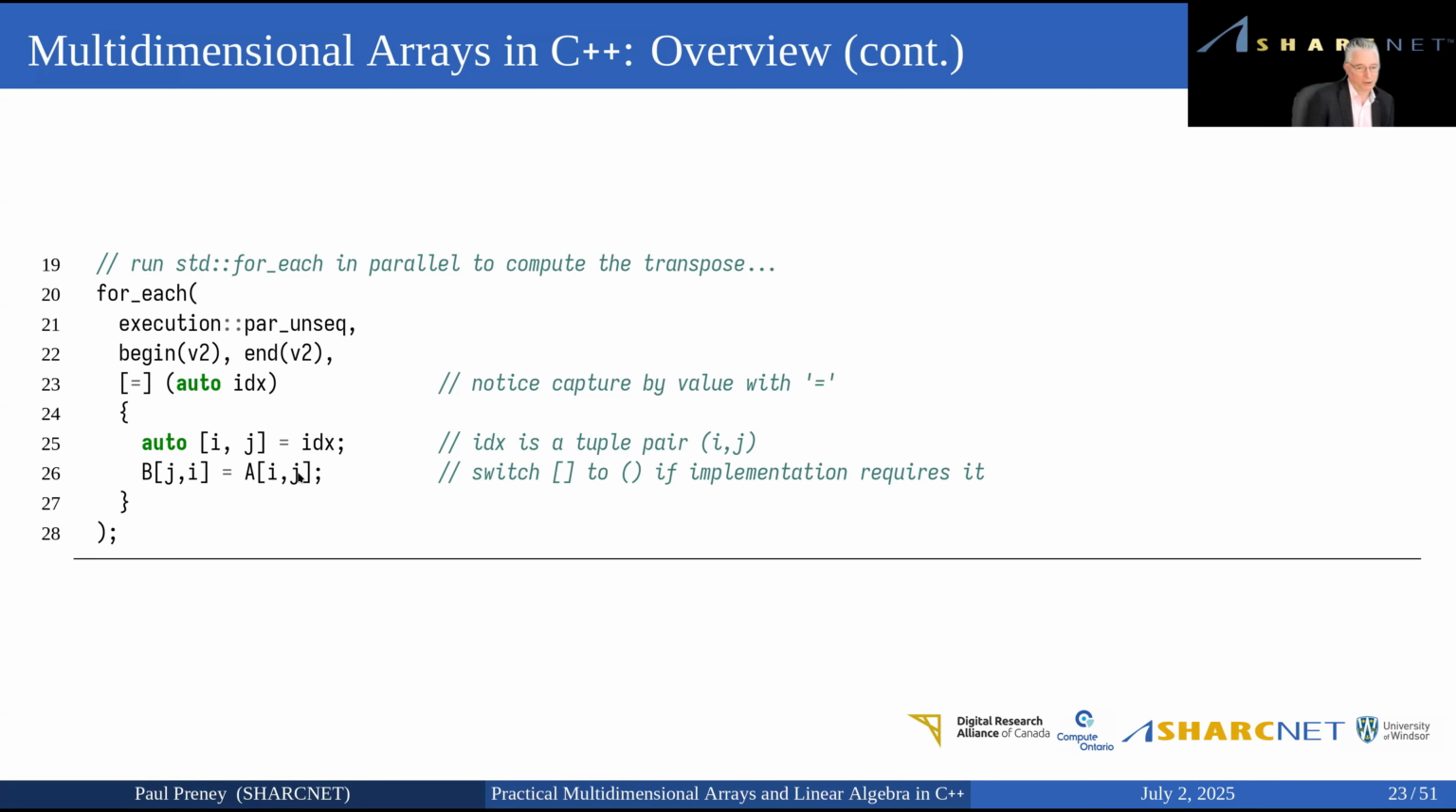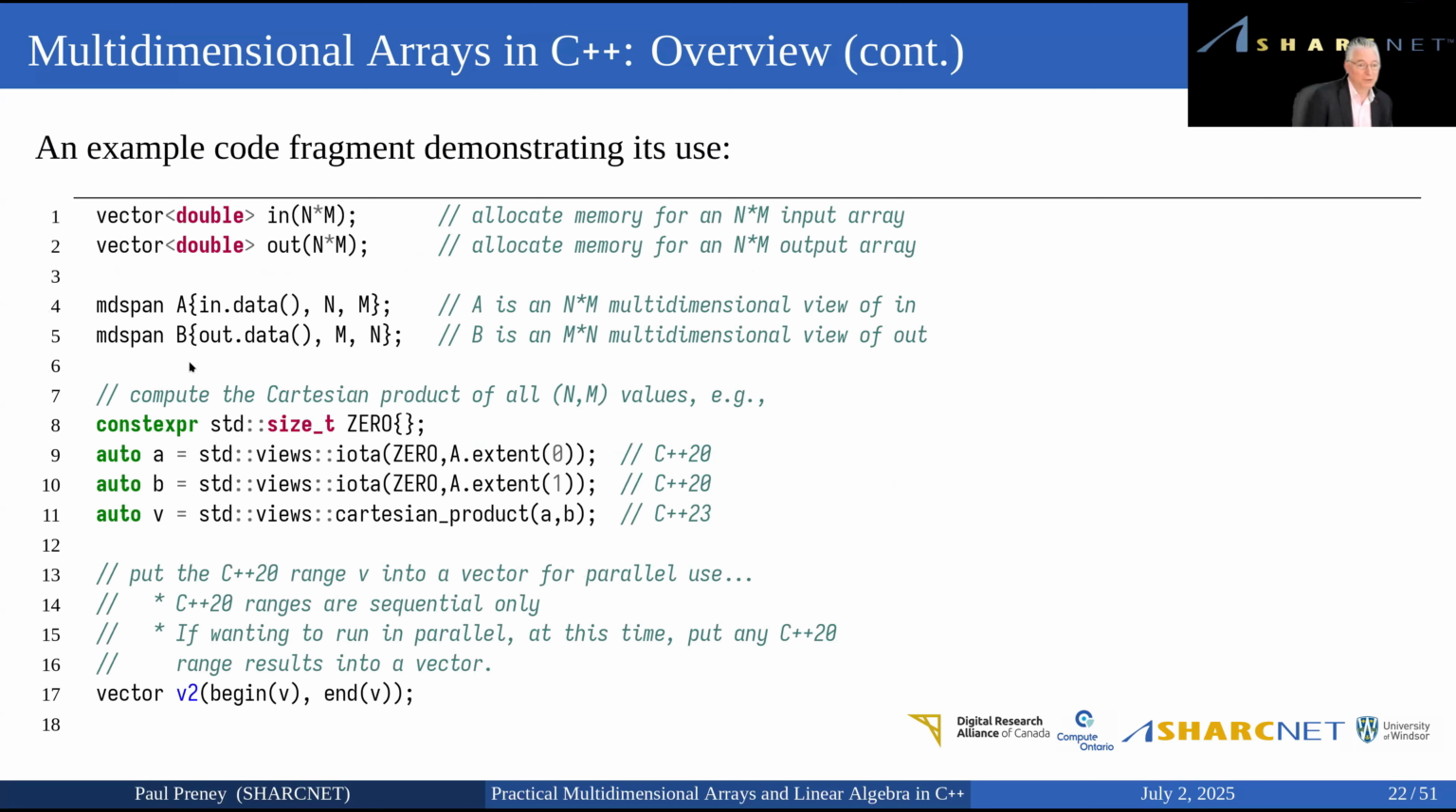So a[i, j] equals, assign that to b[j, i]. So that's the transpose. So this will do a parallel transpose. Obviously, maybe not the most efficient thing, but you can do it. Okay, so that gives you an idea here how to use it.